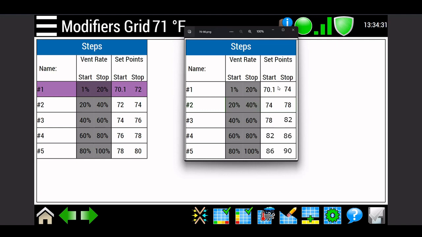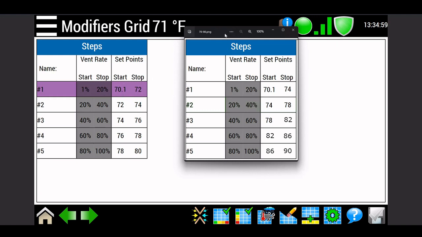And so we can see the middle of our step number 1 is going to be halfway between 0 and 20%, which is going to be 10%. So that is why we dropped from the 20% output when it was not modified to 10% output when we activated that bandwidth modifier.